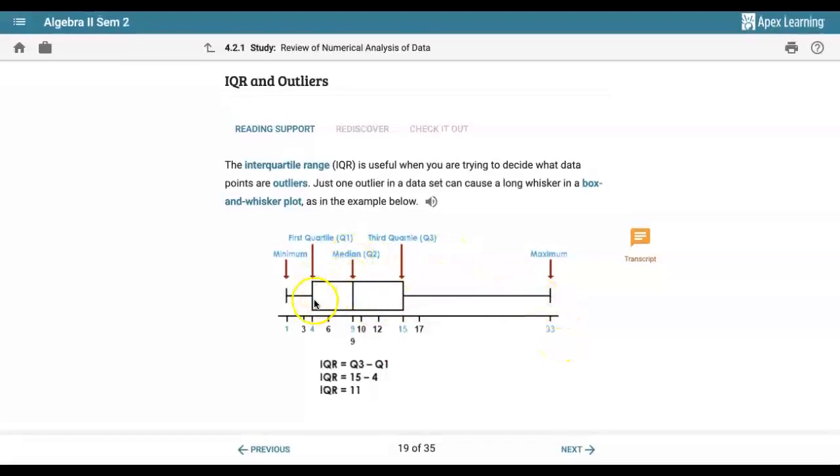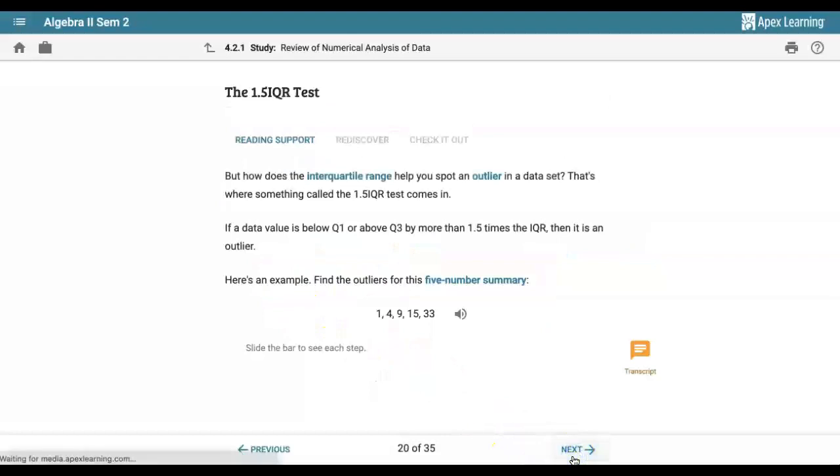It's very far away from the rest of the box plot, and this interquartile range is very far away. Okay, and so what we can do then is we can use this test. It's called the 1.5 interquartile range test. What that does is it helps us determine if a value is an outlier.